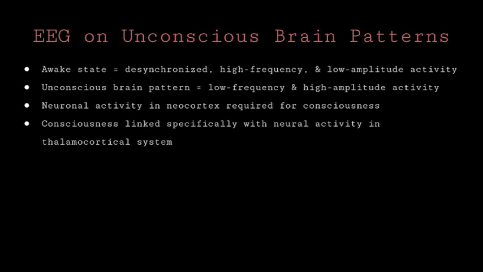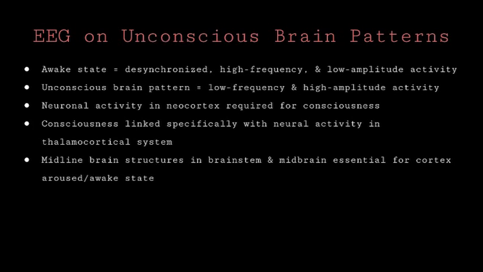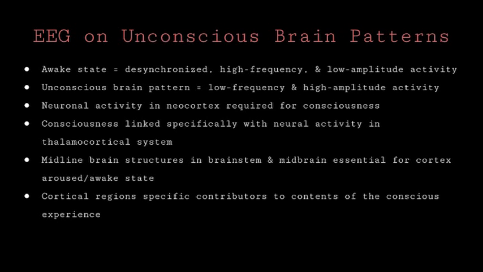Consciousness appears to be linked specifically with neural activity in the thalamocortical system. Additionally, the midline brain structures in the brainstem and midbrain are essential for keeping the cortex in an aroused or awake state, and thus the cortical regions serve as specific contributors to contents of the conscious experience.